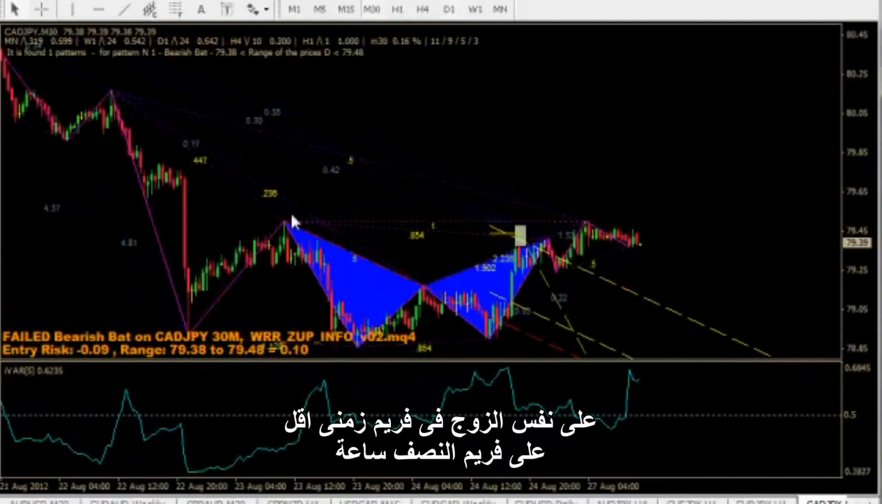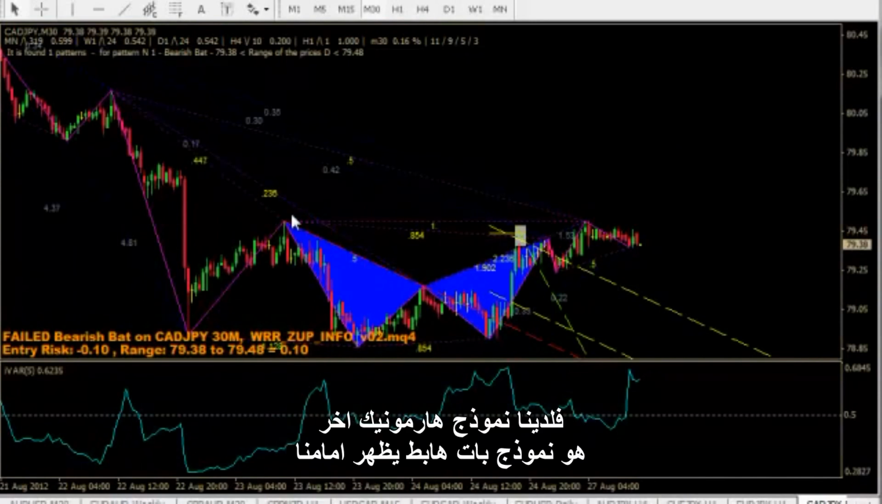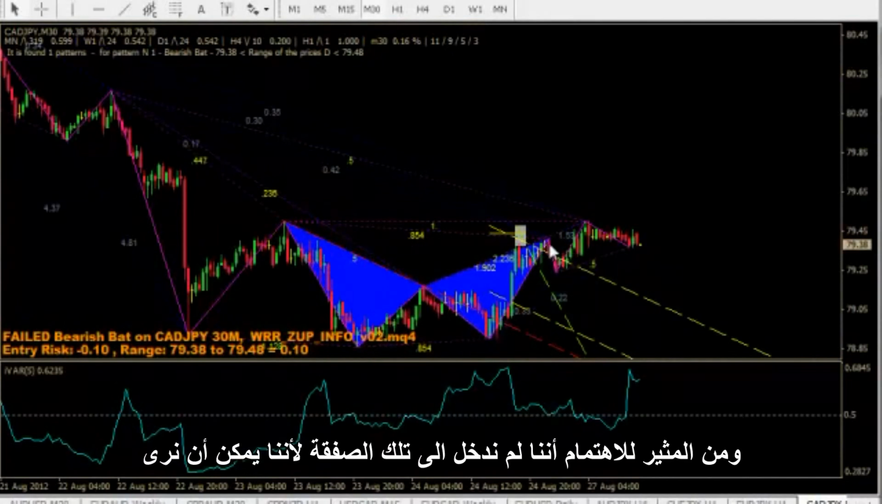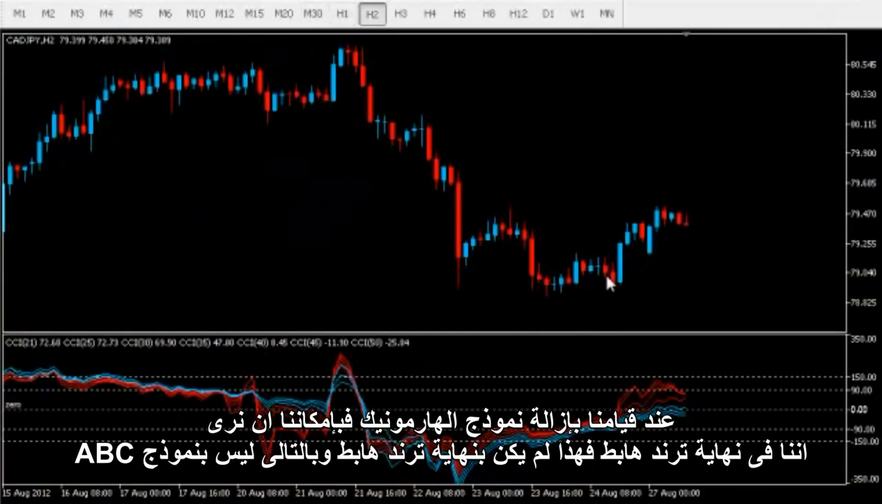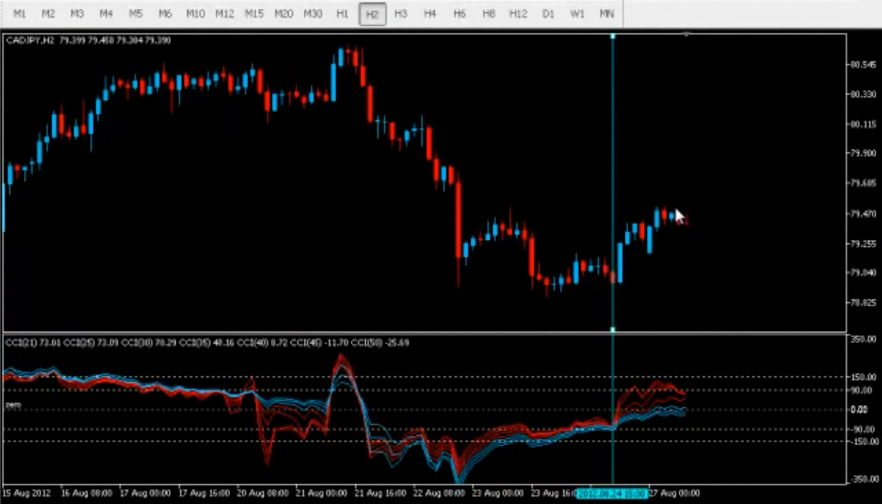On the very same pair, on a shorter time frame, the 30-minute time frame, another harmonic pattern, this time a bearish bat, appeared here. Interestingly, we didn't get into that trade because when we remove the harmonic tool, we could see that this was actually the end of a downtrend, so that was not the end of an ABC. It would be a valid bearish Gartley or bearish bat if it was an ABC correction following a downtrend.